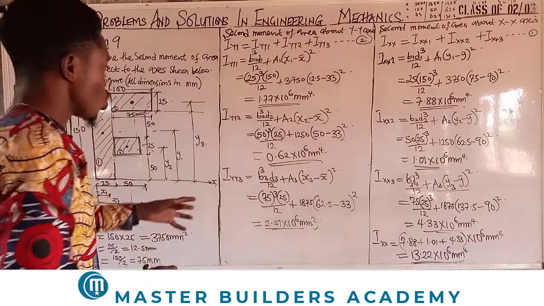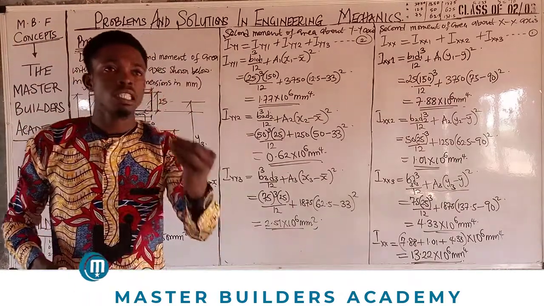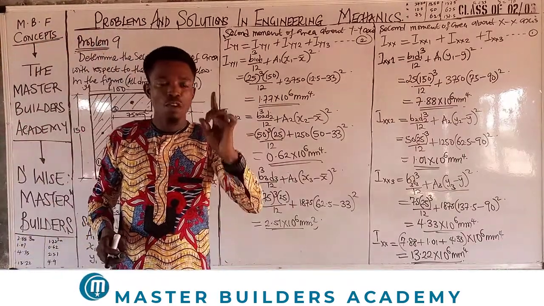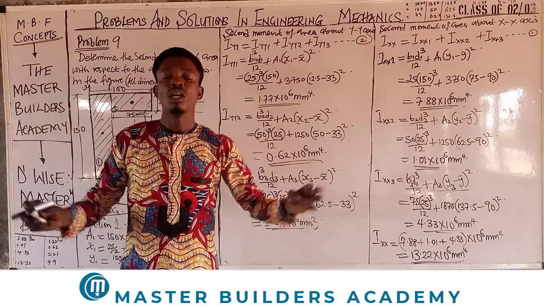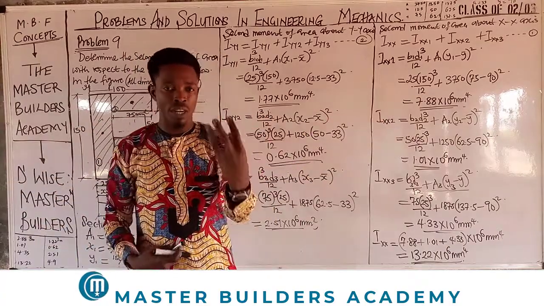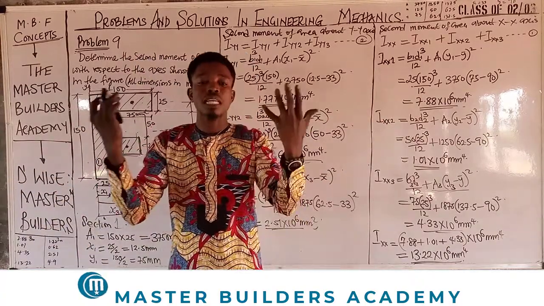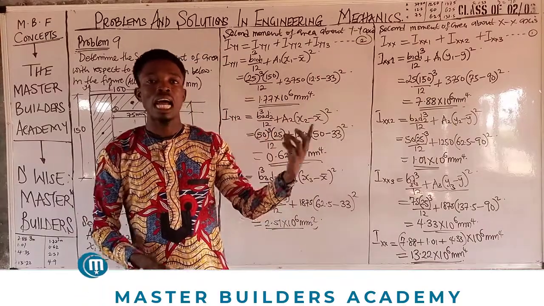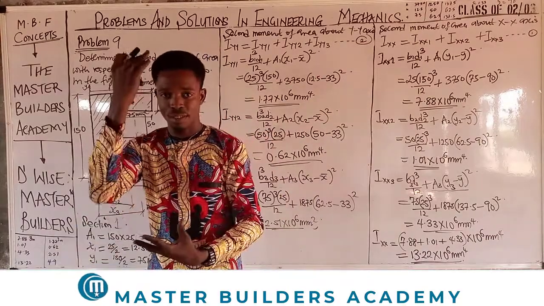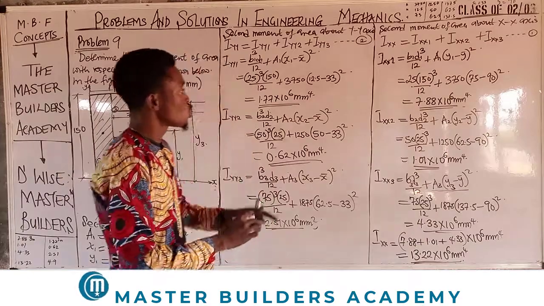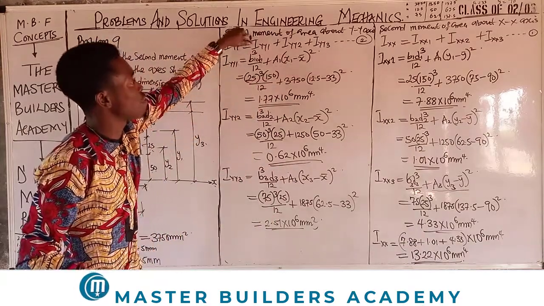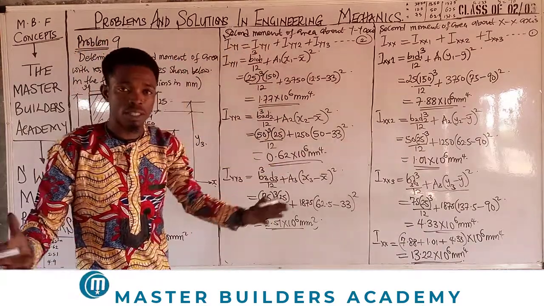Now we have been able to obtain the second moment of area for each of these sections. To get the second moment of area about yy for the composite section, all we need to do is add Iyy1, Iyy2 and Iyy3 together, that's all. So using equation 2, we put in the value of this, the value of this, the value of this, then sum the results.